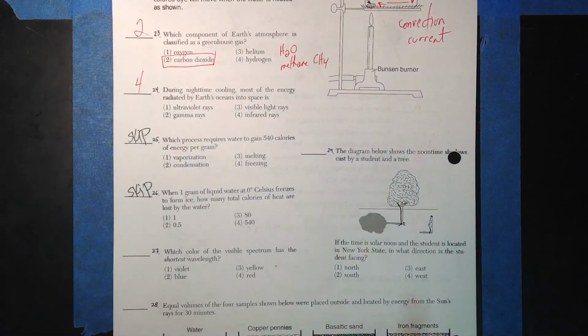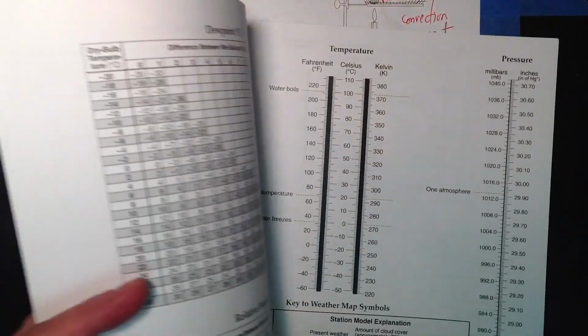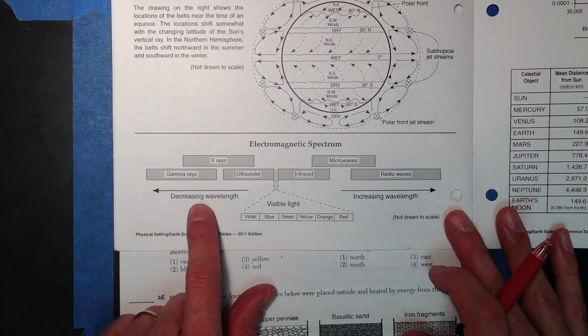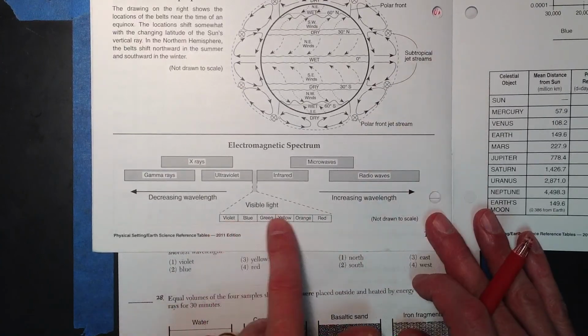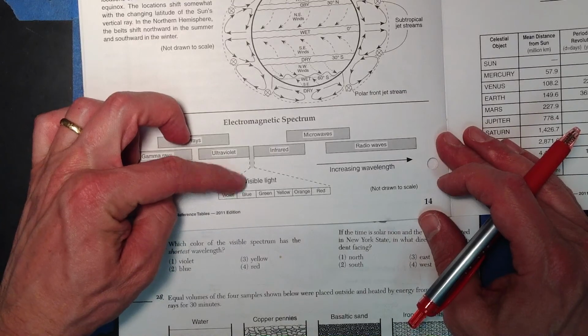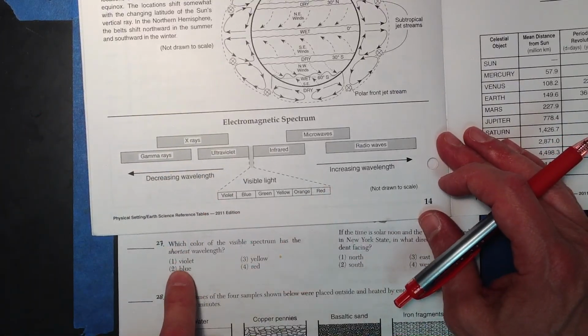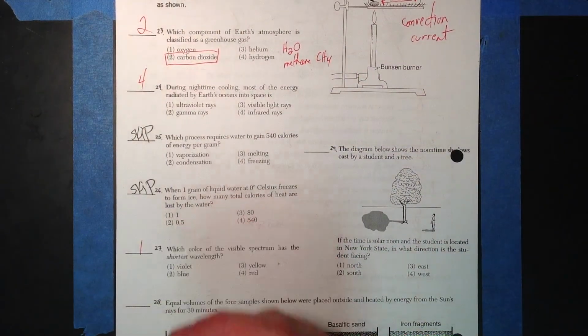27. Which color of the visible spectrum has the shortest wavelength? That is in the reference table. Okay, you need the reference table. You should not be doing it any other way. Right here. Okay, decreasing wavelengths, so the wavelengths are getting shorter. Increasing wavelengths here. So of those colors, you want to see what the shortest wavelength is, you want this end of the spectrum here. Actually violet is a choice, and these are the only visible light. So violet is your choice. 27, choice 1.